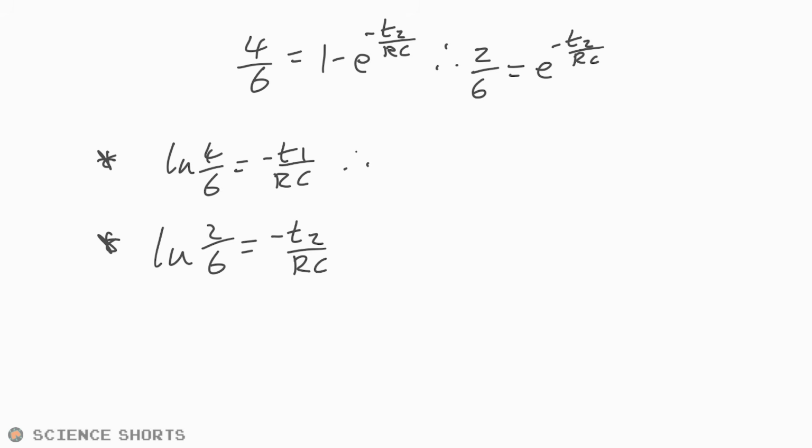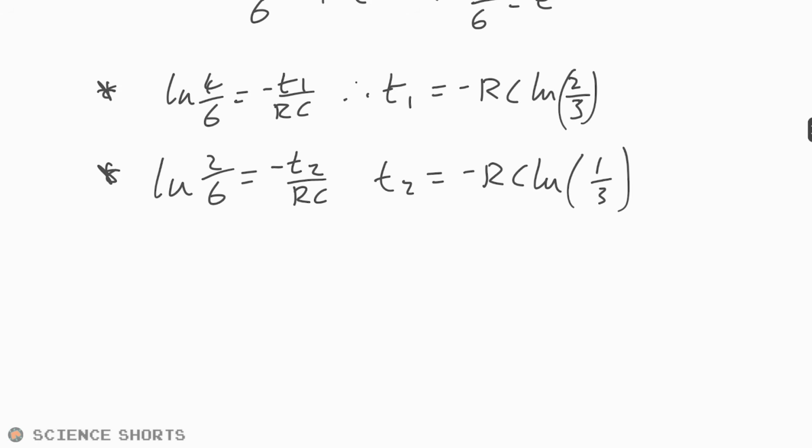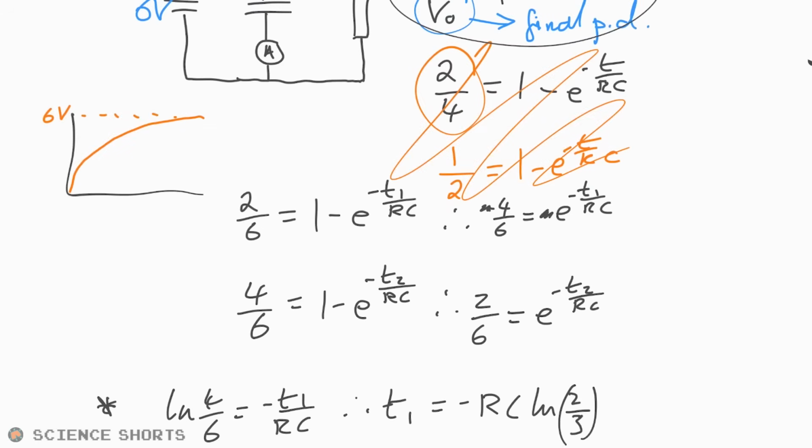So therefore, I'm going to say that T1 is equal to, just multiply these out. So it's going to be minus RC log, let's just call that 2/3, why not? And then T2 is equal to minus RC log of 1/3. And we're looking for basically, well, there's our 2 volts. So that's T1, 2 volts. I've done a very good job there, but you get the idea. And then that's our T2.